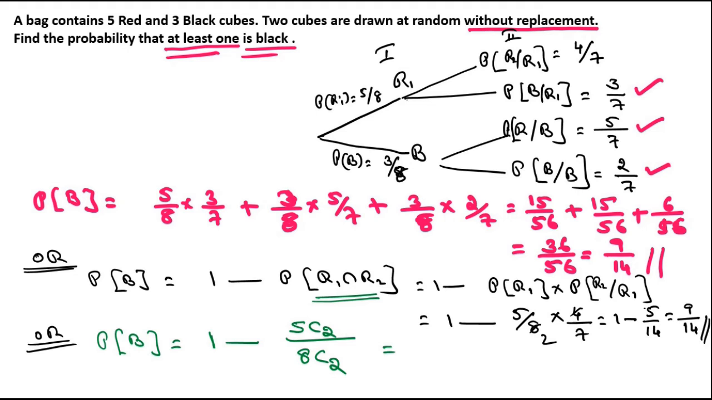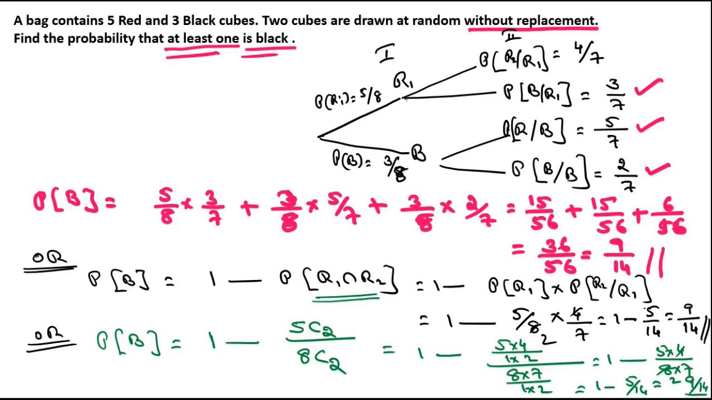So you simplify this and see what is happening. 1 minus 5C2 means 5 into 4 divided by 1 into 2, divided by 8C2 means 8 into 7 divided by 1 into 2. So 1 minus 5 into 4 divided by 8 into 7. So 4 cancels, 1 minus 5 by 14, that is equal to 9 by 14. So you got the same answer again. So whenever we are taking without replacement, we can use the combination concept to find the probability.